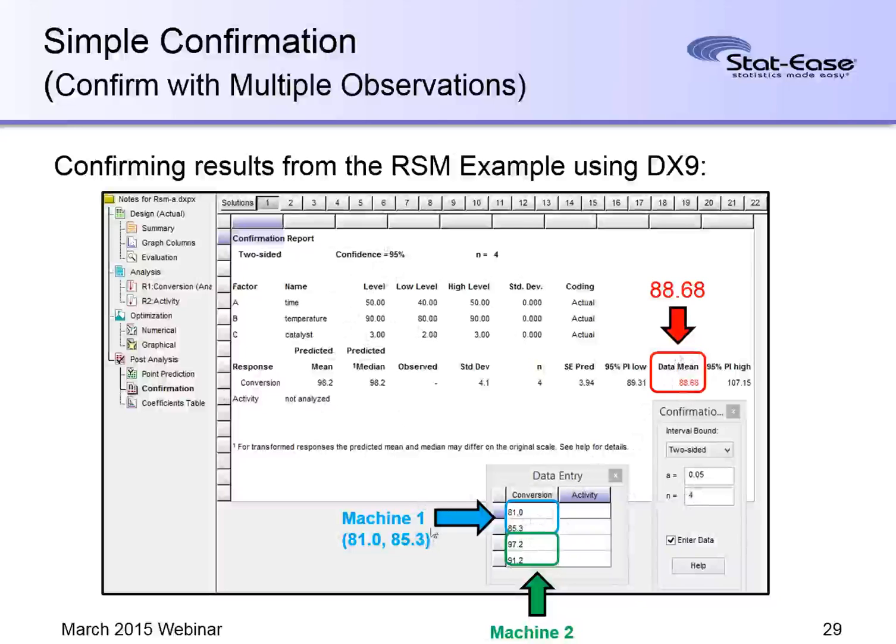Notice here that, remember in this design, you may not remember this, but in this design I had 2 blocks because I had 2 machines. So just so that I can get the machine effect to kind of cancel out, I'm going to perform 2 confirmation runs at the first machine and then 2 confirmation runs at the second machine. And what I end up getting is a mean of 88.68. Bad news. Okay, you might be saying this is terrible because 88.68 is actually outside of the prediction interval. The question is then, what should we do?